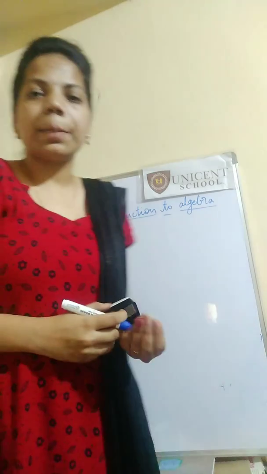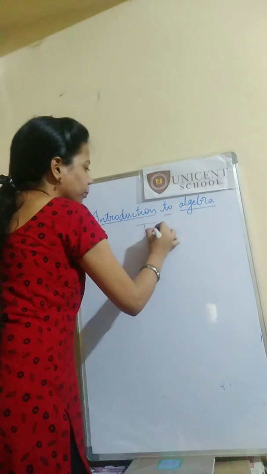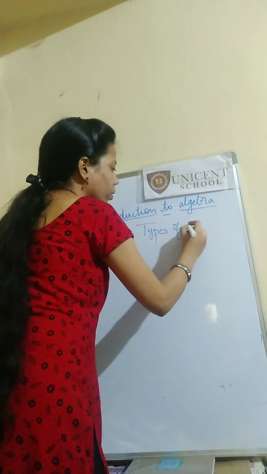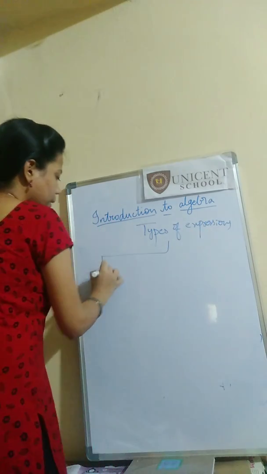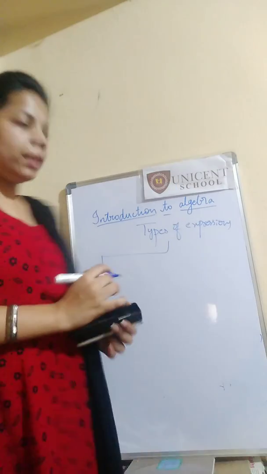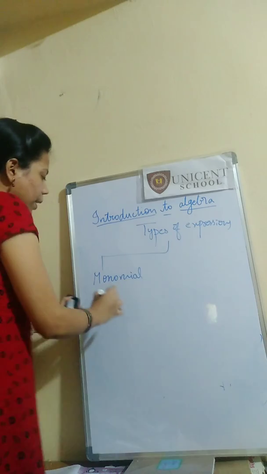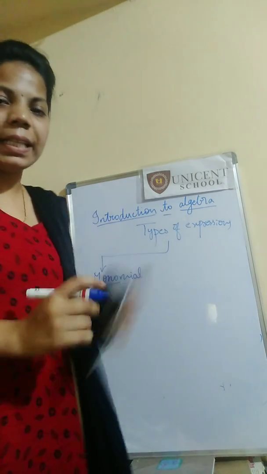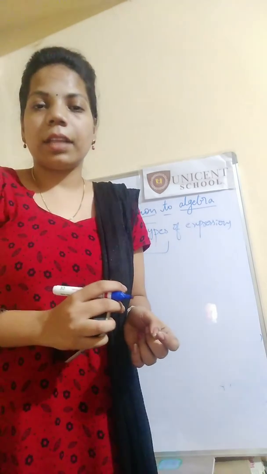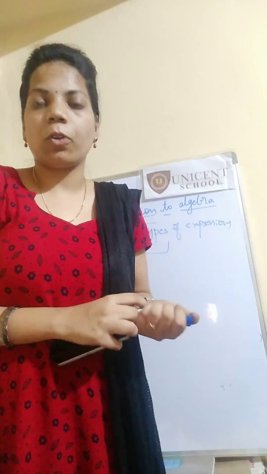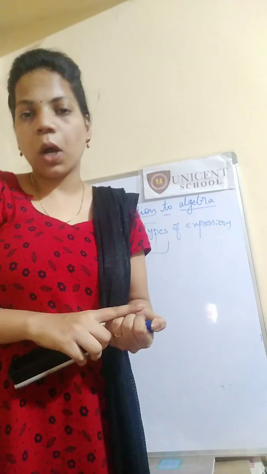Yeah. Now let us see what are different types of expressions. Types of expressions. First one is monomial. What is this? Monomial. The name itself it is there. Mono means one. So an expression which is having only one term, then the type of expression is called monomial.